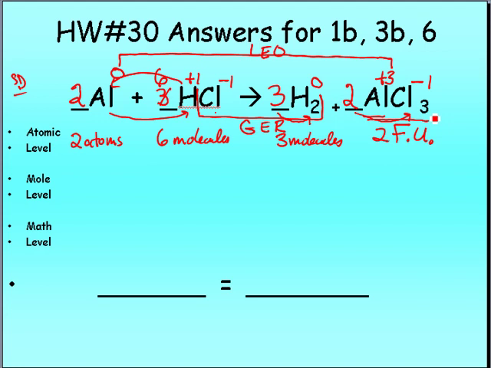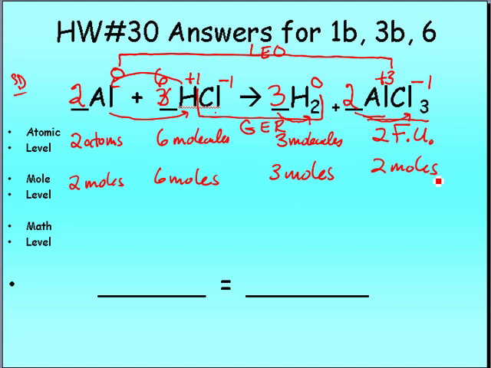Well, the nice thing is that the ratio of the particles at the atomic level gives me the ratio of moles at the macroscopic, the handful level. So this says if 2 atoms react with 6 molecules, then 2 dozen would react with 6 dozen, and 2 moles of aluminum would react with 6 moles of hydrogen chloride to make 3 moles of hydrogen and 2 moles of aluminum chloride. But of course, all these moles have masses.